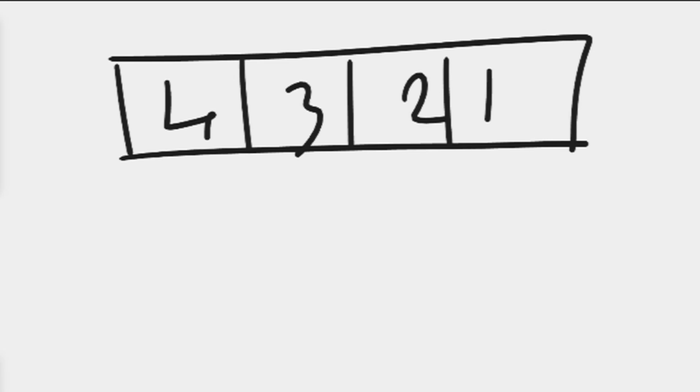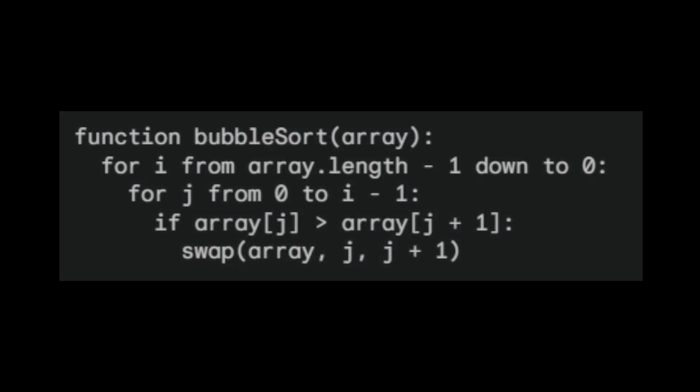I have the pseudocode with me. So here we have a function bubble sort. We don't need the function, we just need the algorithm. So we basically have two loops, outer loop, inner loop, and a comparison check. The outer loop runs for I from array length minus 1 to 0. And the inner loop for j runs from 0 to I minus 1.